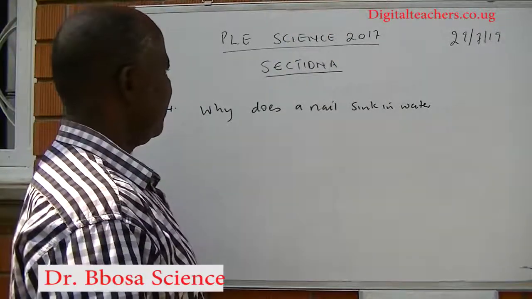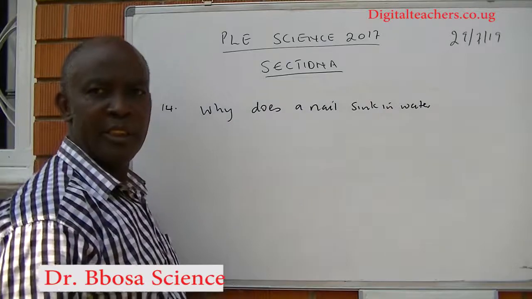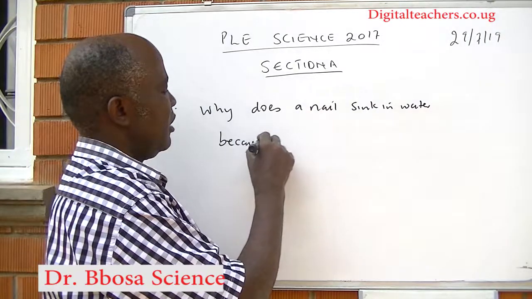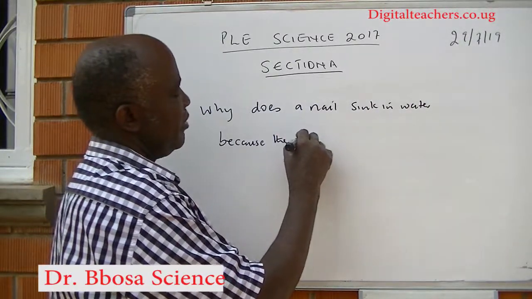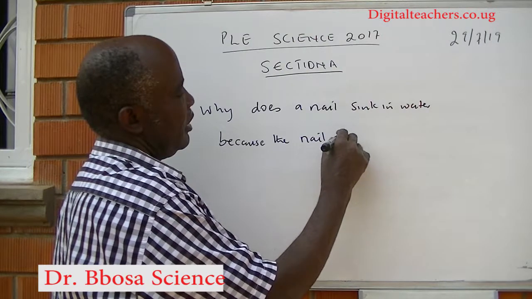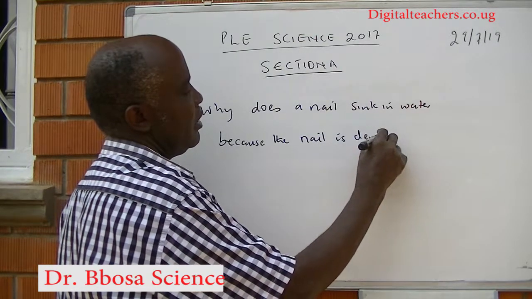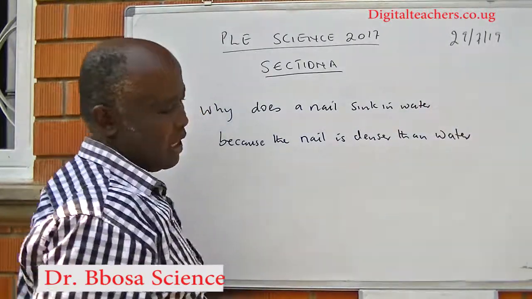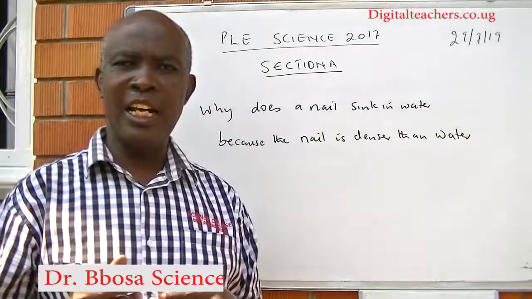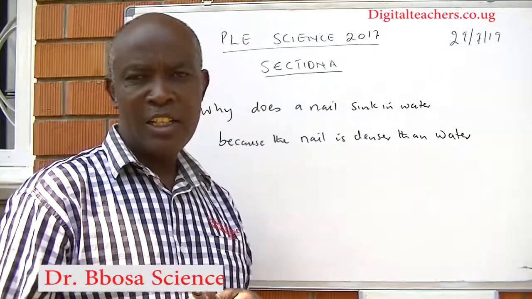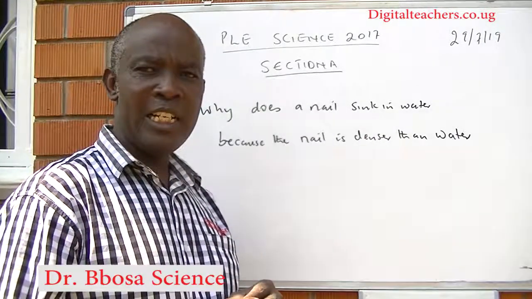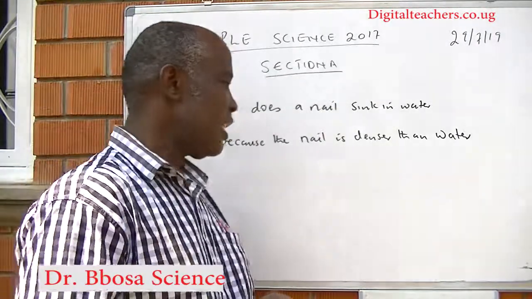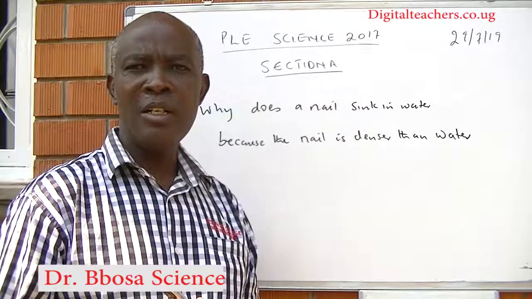Number 14, why does a nail sink in water? Because the nail is denser than water. When a substance is denser than a liquid, it sinks. When a substance is less dense than a liquid, it floats. Density is mass over volume.